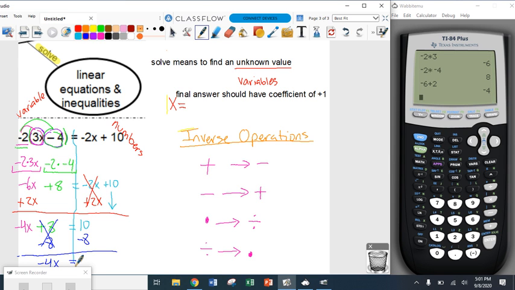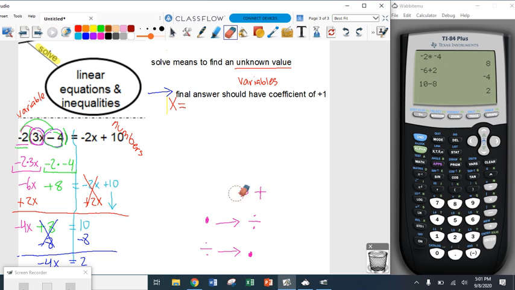And on the right-hand side, I have 10 minus 8, which gives me a positive 2. Am I done? I'm not done, because in my understand portion of the problem, I said my final answer should have a coefficient of 1. Right now I have a coefficient of negative 4. I'm going to erase to give myself a little bit more room.